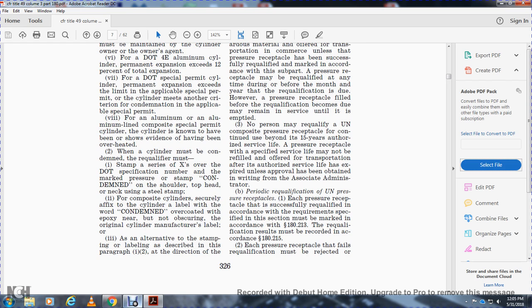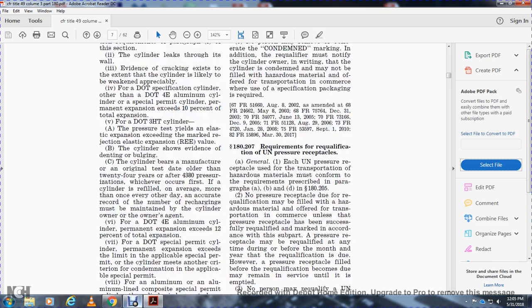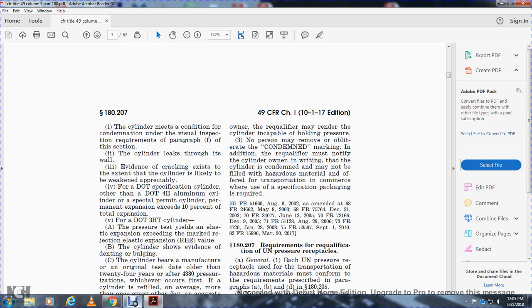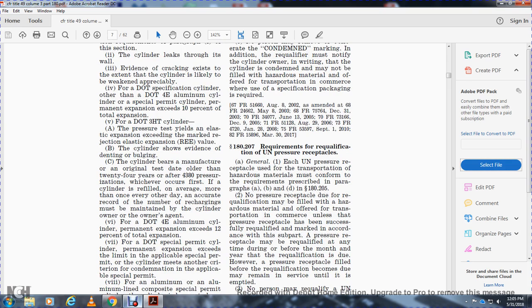For a complete cylinder, securely affix a label with the word condemned, overcoated with epoxy, not obscuring the original cylinder manufacturer label, as an alternative to the stamping or labeling described in paragraph 1I2 of the direction. The owner or qualifier may render the cylinder incapable of holding pressure. No person may remove the condemned mark. In addition, the qualifier must notify the cylinder owner in writing. The cylinders that are condemned may not be filled with hazardous material offered for transportation in commerce when using specification packaging is required.